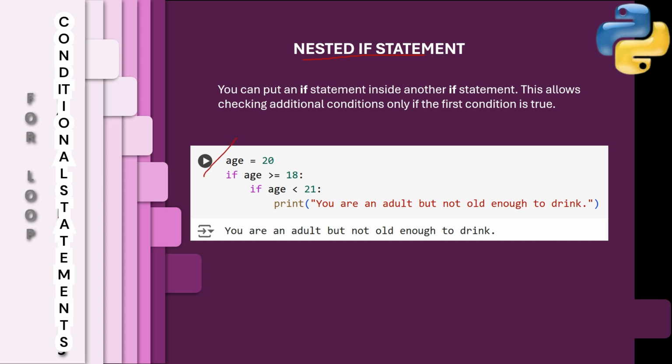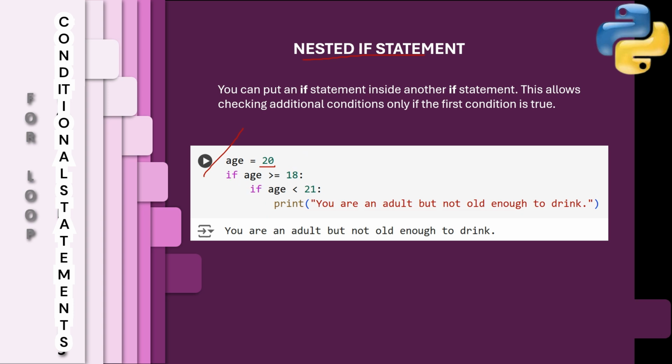Coming to this example, here age is defined as 20. If age is greater than or equal to 20, here the condition is true, so the control flow will enter this if block. Again, this condition is checked whether age is less than 21. Here the condition is also true, so the code block which is present in the if statement will be executed. That is, you are an adult but not old enough to drink.